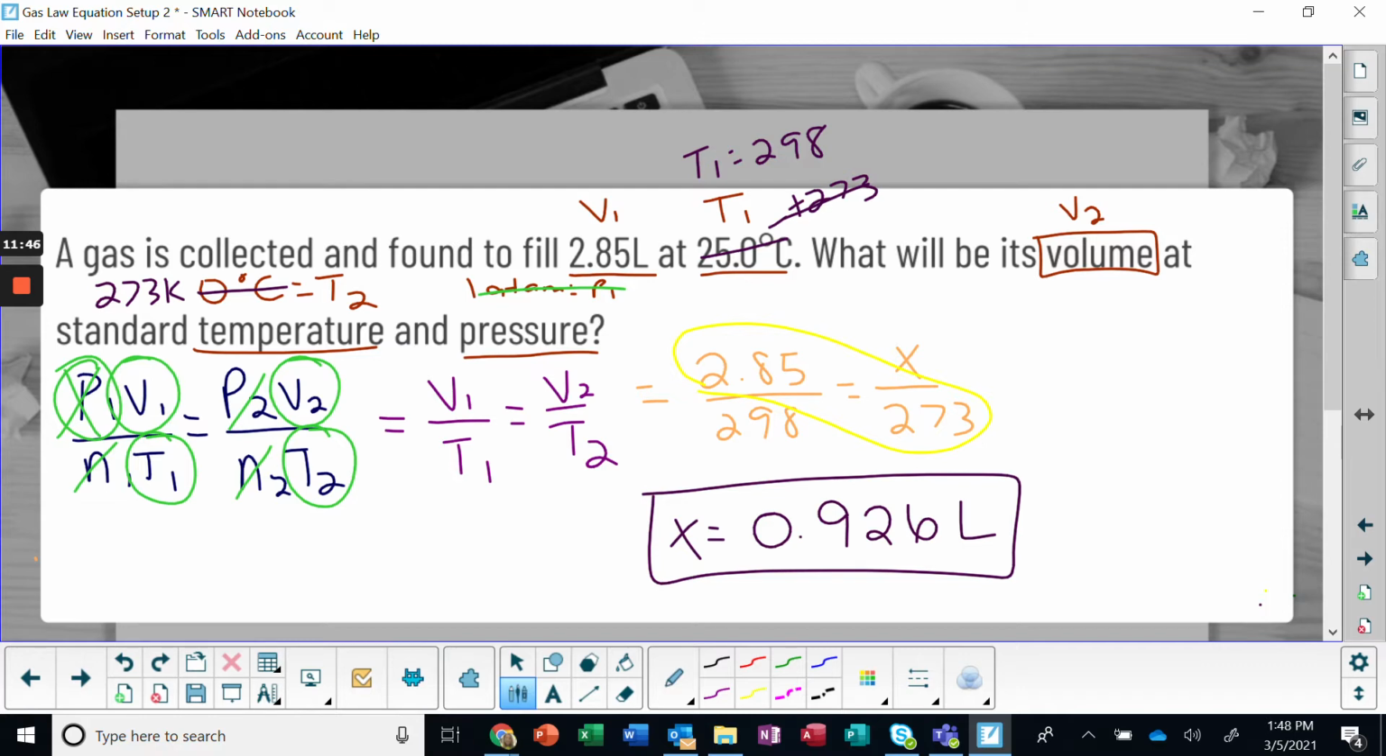So pretty easy, right, guys? The hardest part before we even solve the problem is picking out all the information and labeling the variables correctly. Once we have that done, then it's really easy for us to just plug things in and solve it.